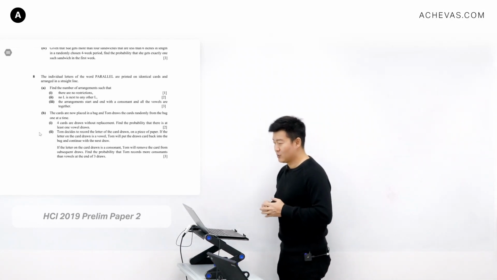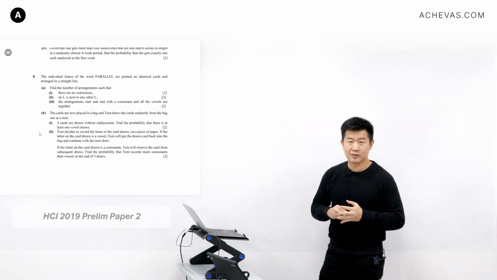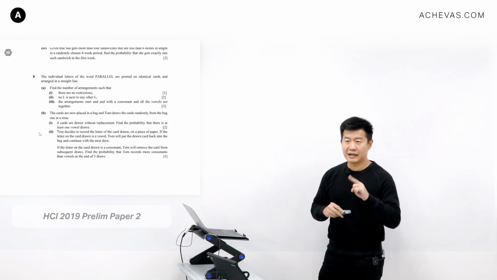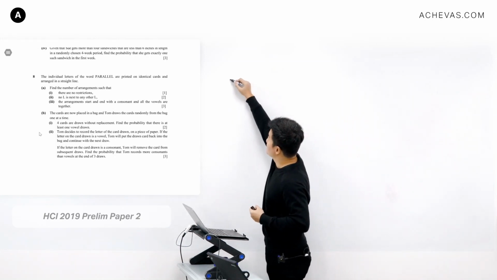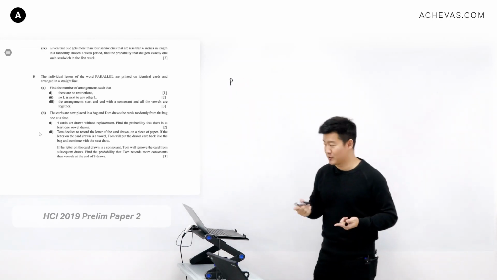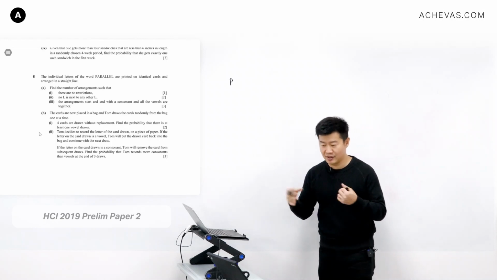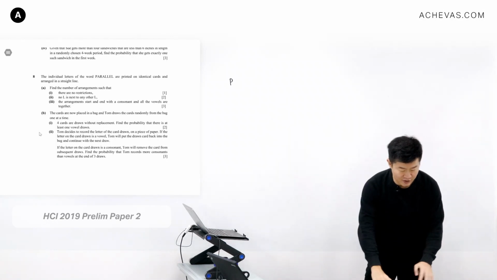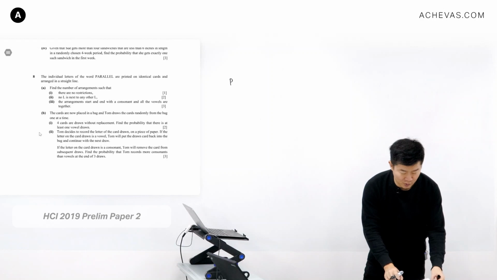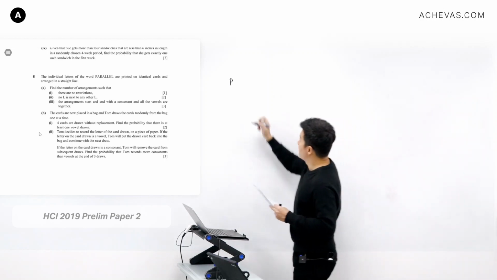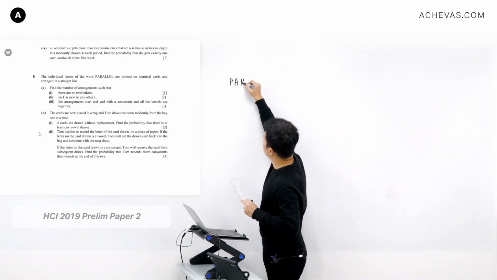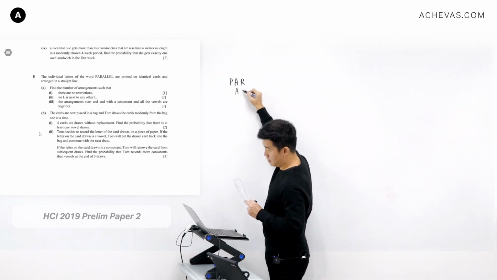Question number 8, we have parallel. And we are supposed to be arranging parallel. And the problem with parallel is actually the identical objects. So I'm going to try to spot the identical objects as quickly as possible. I'm going to use the same presentation that a lot of your schools are using. I think that is perfect. I don't think I will want to even change it. So parallel, P-A-R-A, parallel.